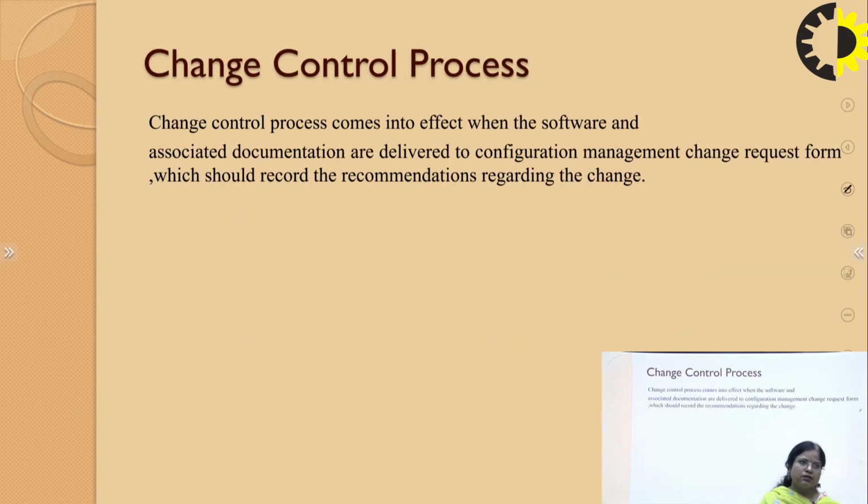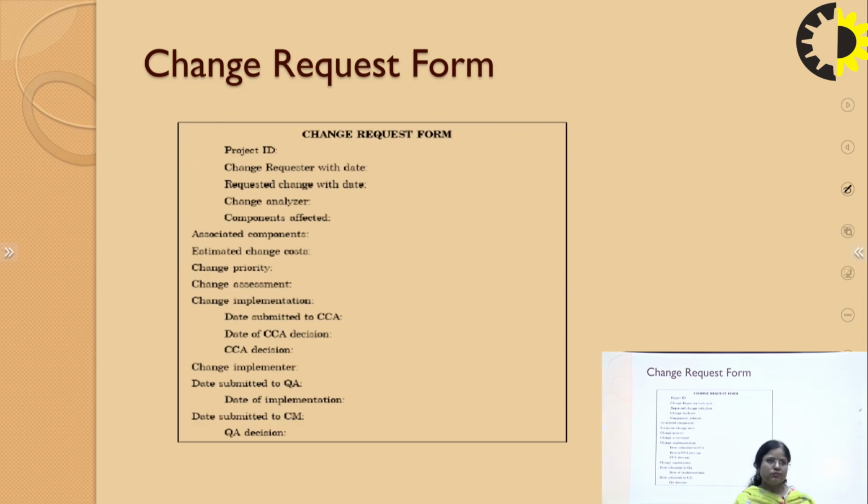Change control process. The change control process works when the changes that are required to be done on particular software come in the form of a change request form. So, after getting the change request form, the change control process comes into the picture. The change request form has this type of template.